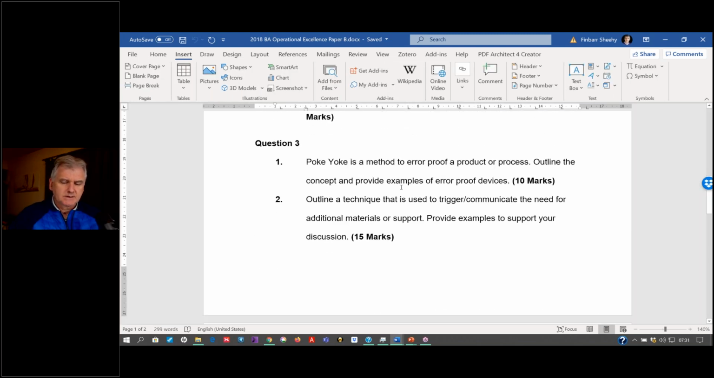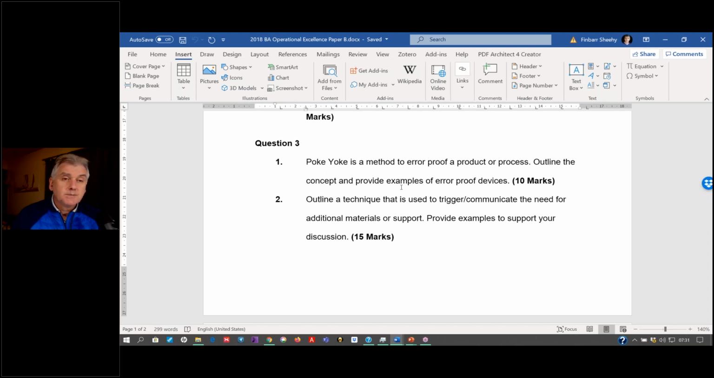Again, let's keep that question in mind as we look at question 3 here. Poka-yoke is a method to error-proof a product or process. Outline the concept and provide an example. So I might describe what poka-yoke is. It's an error-proofing device. It's designed such that an error wouldn't be allowed to enter into a process, or if it did come in, it would stop you progressing on, or worst case, it would come up with an example.